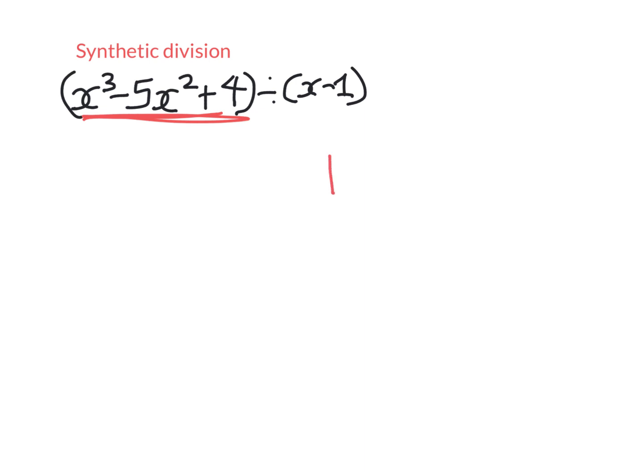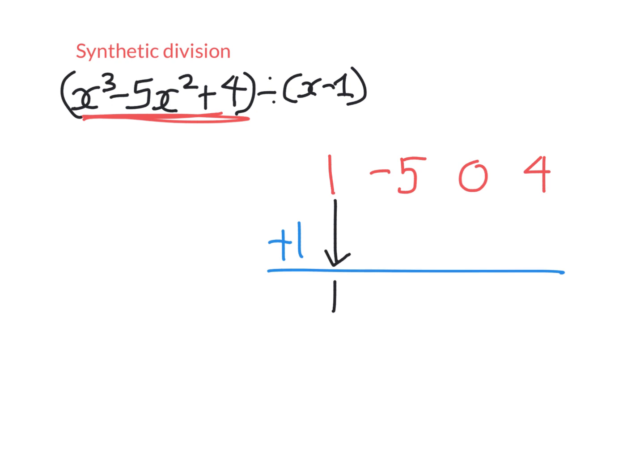So the coefficient of x cubed, coefficient of x squared. Now, again, we cannot skip a term. We have to include the coefficient of x, which is 0, and then the constant term is 4. Now here, instead of -1, we write the root of this, we actually write +1. Okay, so what do we do here? Well, we bring down this first term, 1. Now we go 1 times 1 is equal to 1, and that goes up here.